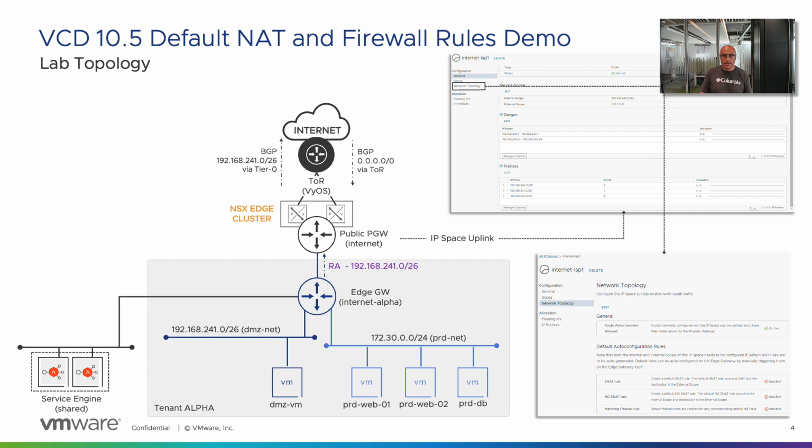So I can access this network from outside directly. And also I have a production network that is attached to this edge gateway. So this is the 172.30.0.0 network. For this particular network, I want to create some NAT rules and firewall rules automatically, so that I can provide reachability for this application that I'm running on this network, from inside as well as from outside.